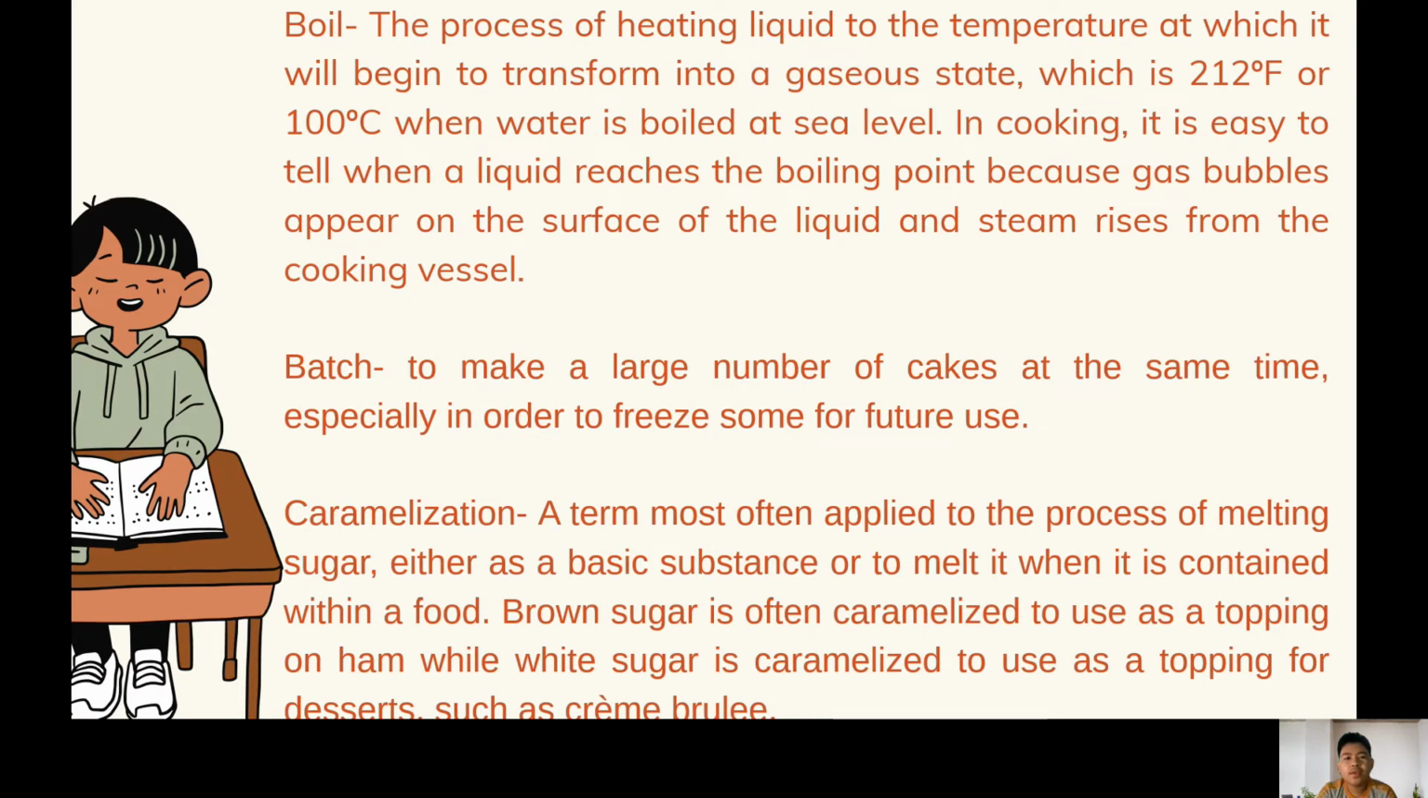Boil. The process of heating liquid to the temperature at which it will begin to transform into a gaseous state, which is 212 degrees Fahrenheit or 100 degrees Celsius when water is boiled at sea level. In cooking, it is easy to tell when a liquid reaches the boiling point because gas bubbles appear on the surface of the liquid and steam rises from the cooking vessel.